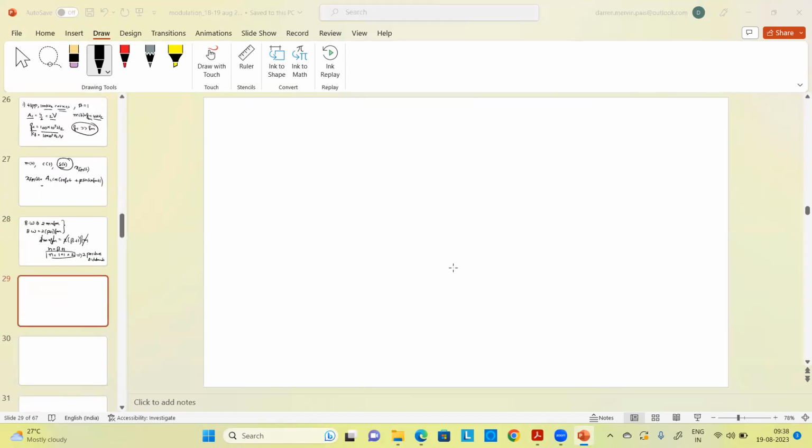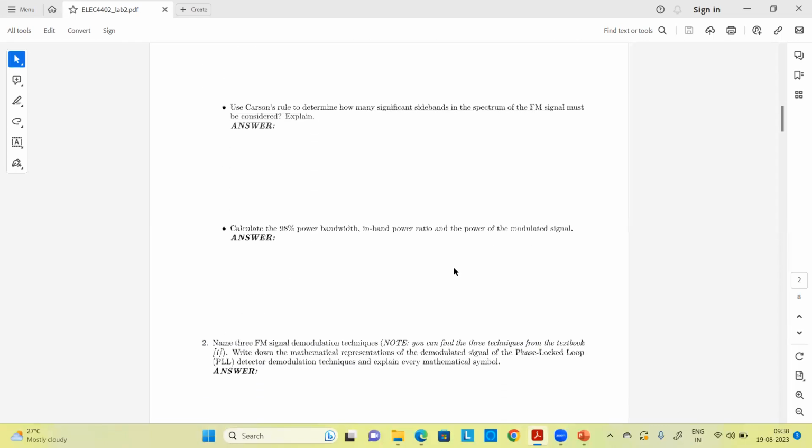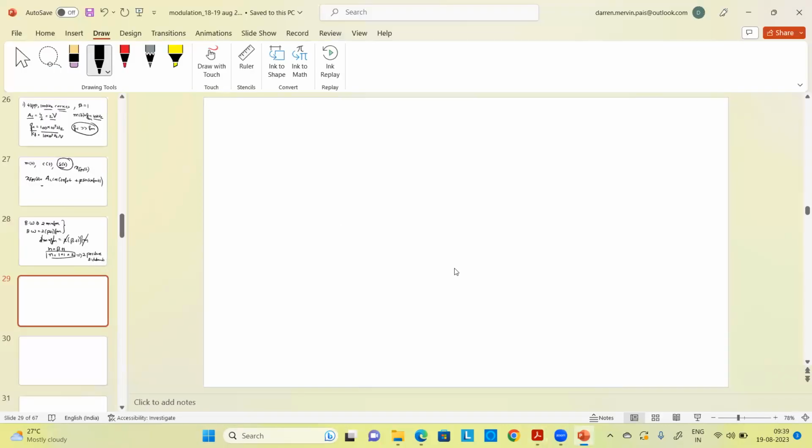Okay. So now what is the next question? The next question is basically the 98% power bandwidth and the power of the modulated signal. Okay, so there are two things: the 98% power bandwidth, and the power of the modulated signal.